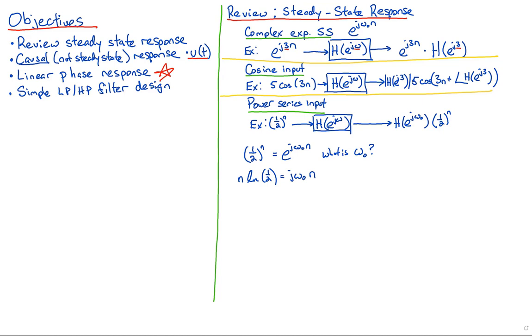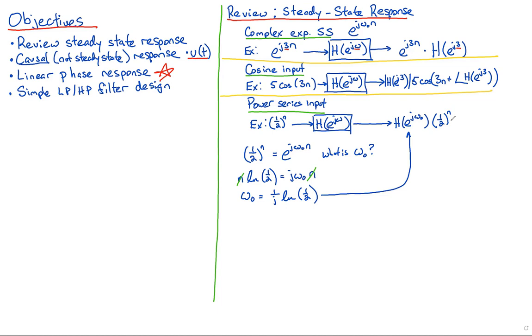And we see our n is on both sides. So we can cross that out. And now we're left with dividing through by j, omega naught is equal to 1 over j times the ln of 1/2. So if we substitute that omega naught into our transfer function, we can then evaluate this, and you can kind of see already that the e to the j omega naught, that undoes this 1 over j, and we're left with a number that we can plug into this transfer function, multiply it by 1/2 to the n on the input, and we have its steady state output.